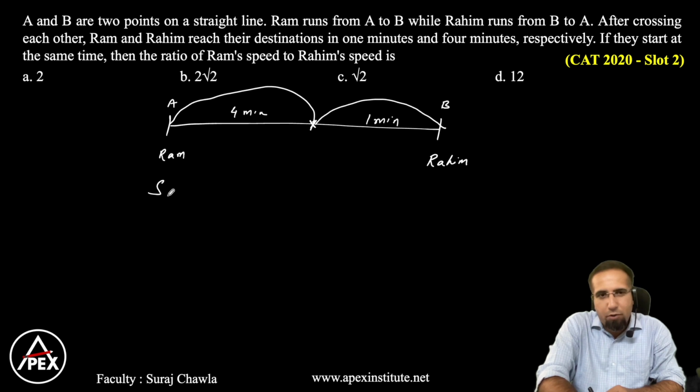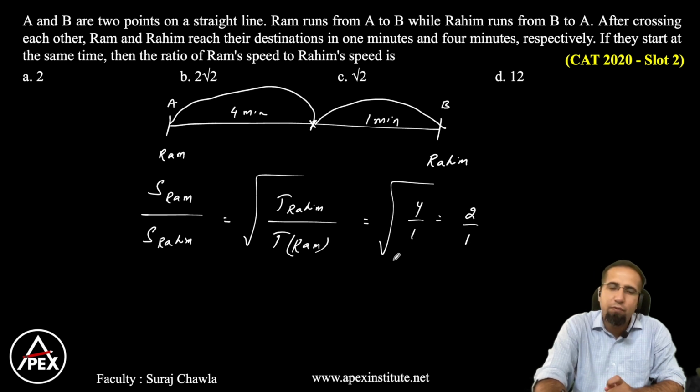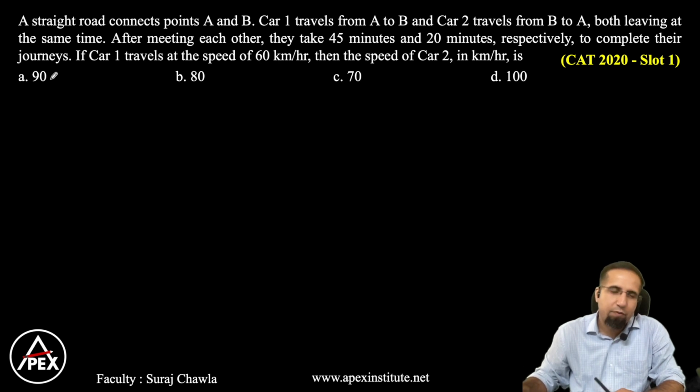So we know from the formula that speed of Ram divided by speed of Rahim is equal to the square root of time taken by Rahim, inversely proportional, okay, divided by time taken by Ram. And that is going to be the square root of 4:1, which will eventually give you 2:1 as the ratio of Ram's speed to Rahim's speed. And that's what the question is asking us. Find the ratio of Ram's speed and Rahim's speed. Therefore, the answer becomes 2:1. So if you know this shortcut, you get the answer in a fraction of seconds in the examination. Clear? Let's look at one more question.